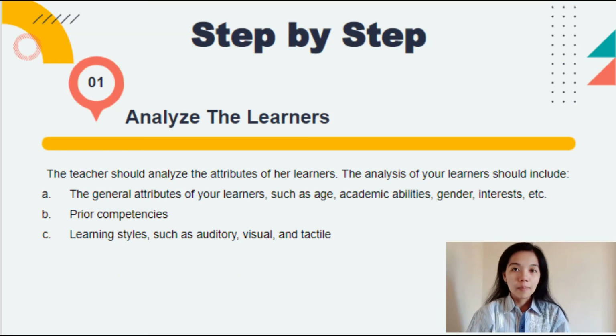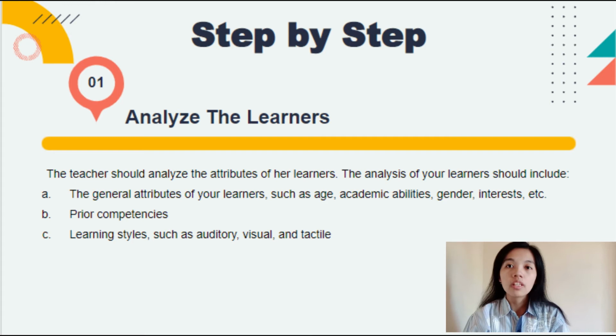The next is step-by-step in using the Azure model in teaching. There are 6 steps here. The first is the teacher should analyze the attributes of their learners. The analysis of the learner should include the general attributes of the learner, such as age, academic abilities, gender, interests, and so on. The next is prior competencies and also learning style, such as auditory, visual, and tactile.